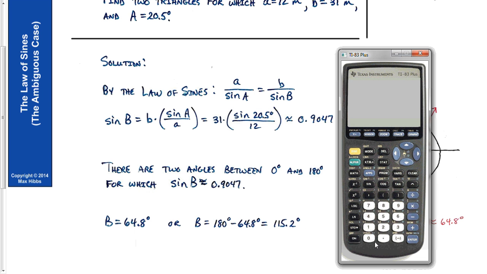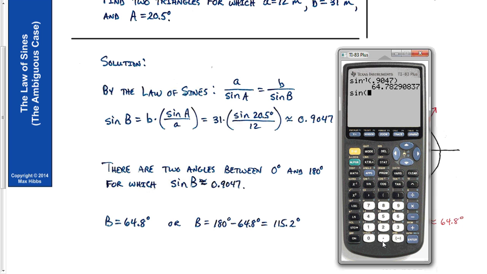Now, just verify this. You don't need to do this, but I'm going to show it. Notice that we calculated 64.8 degrees by using the inverse sine function, the inverse sine of 0.9047. That's where I came up with that 64.8 degrees. I rounded it to tenths of degrees. Now, because I rounded it, I'm not going to be exact, but notice this.